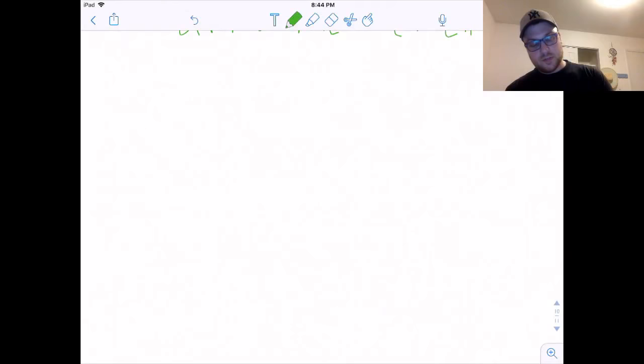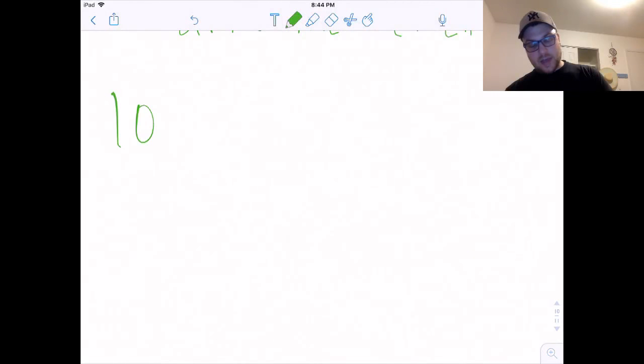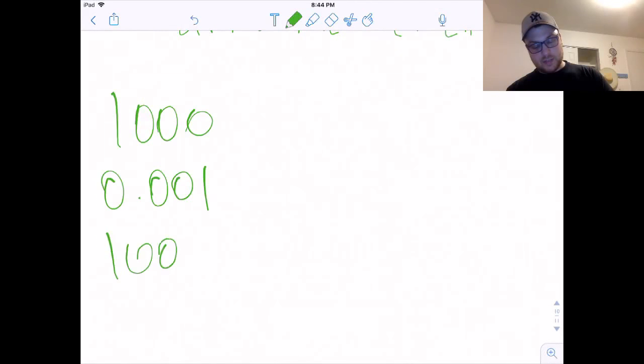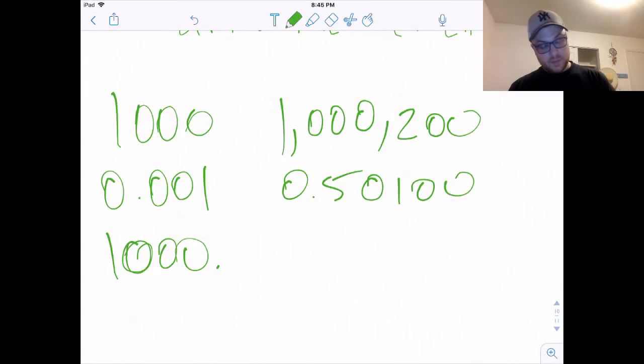Okay. 1,000. Non-zeros always count, so that 1 counts. Sandwich zeros always count. There's no sandwich zero here because it doesn't end with a non-zero number. The zeros will count if they come after a non-zero when there's a decimal. There's no decimal in this number. So 1,000 has 1 sig fig.